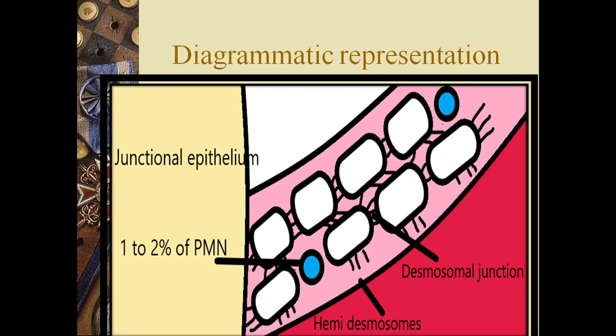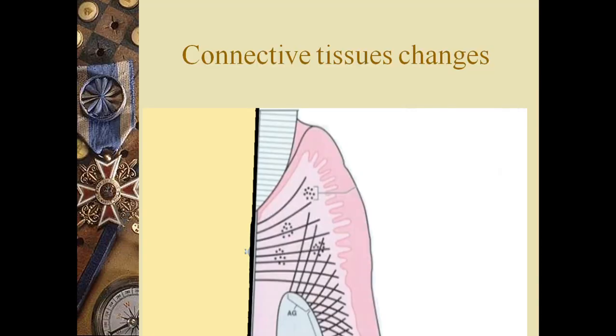In this diagram, I have shown you the changes that will be there in the epithelium. I have divided the pathogenesis of pocket formation into two parts: first, what will be there in the epithelium. So I have tried to explain what all will be there in the epithelium, and now I will be explaining what will be there in the underlying connective tissue.